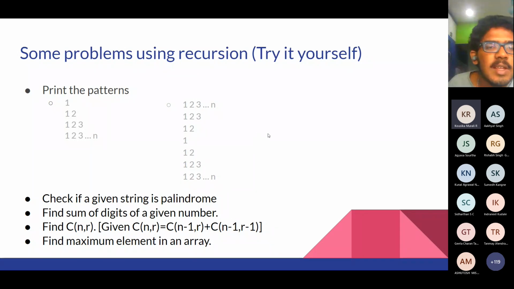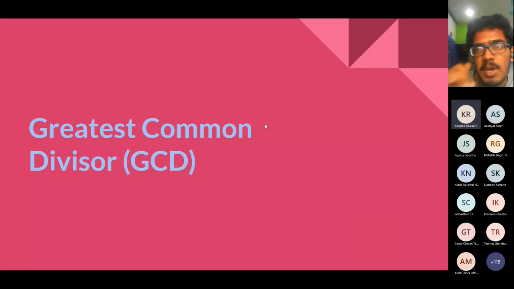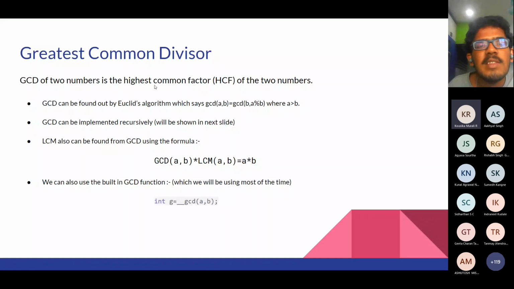And so now we'll go to the next part, which is GCD. So you all know what a GCD is. It is the highest common factor. And by Euclid's algorithm, we also know that GCD of A comma B is GCD of B comma A percentage B.